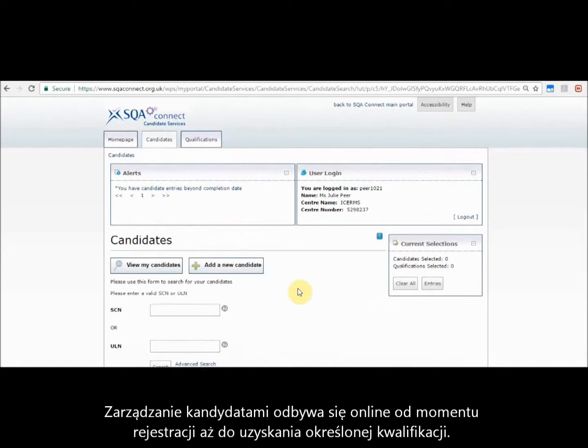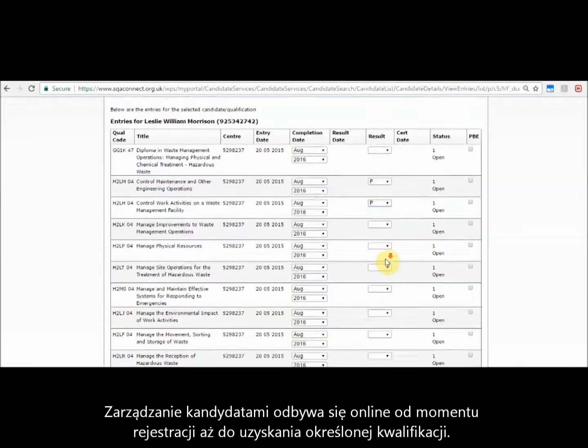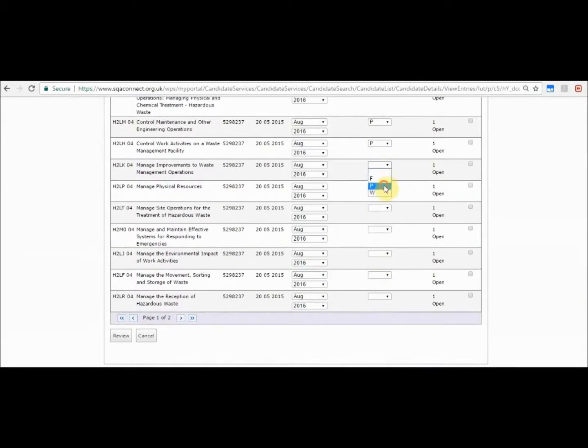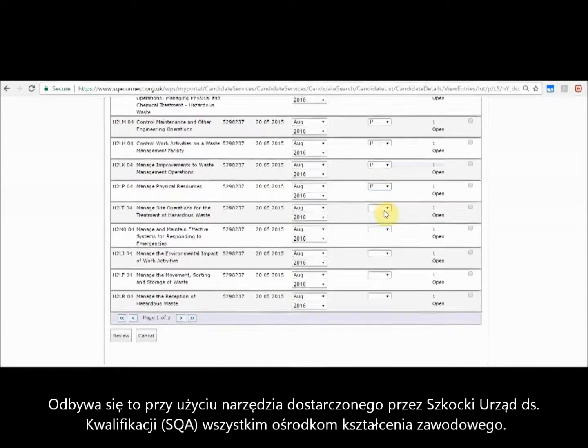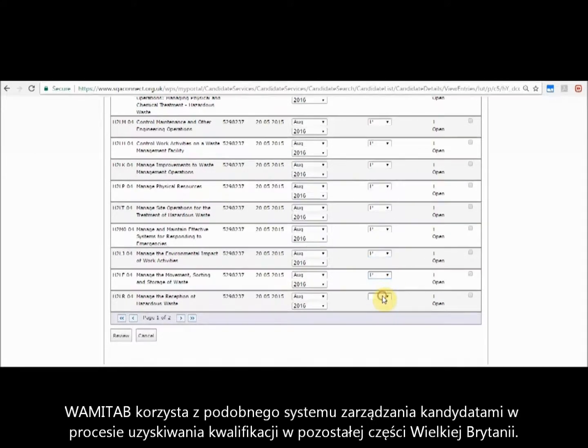Management of candidates from the point they are registered with the centre to the point at which they are resulted for any given qualification is an online process. This is done using a system provided to all vocational qualification centres by the SQA. WAMITAB uses a similar system to manage candidates undertaking qualifications in the rest of the UK.